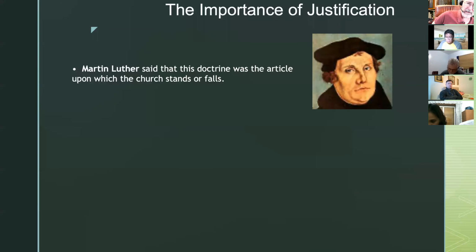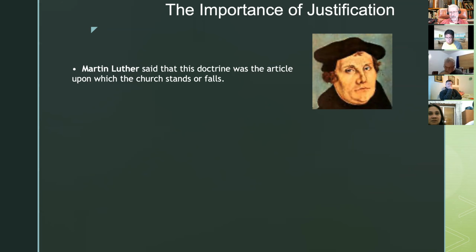What he really meant is that the relationship of justification to all of the rest of the components of salvation is critical. If we believe that justification is a process beginning with baptism and ending with the extreme unction, the last rites of the Catholic Church, and isn't really complete at death, but goes on through purgatory, then we hold to a Roman Catholic position.